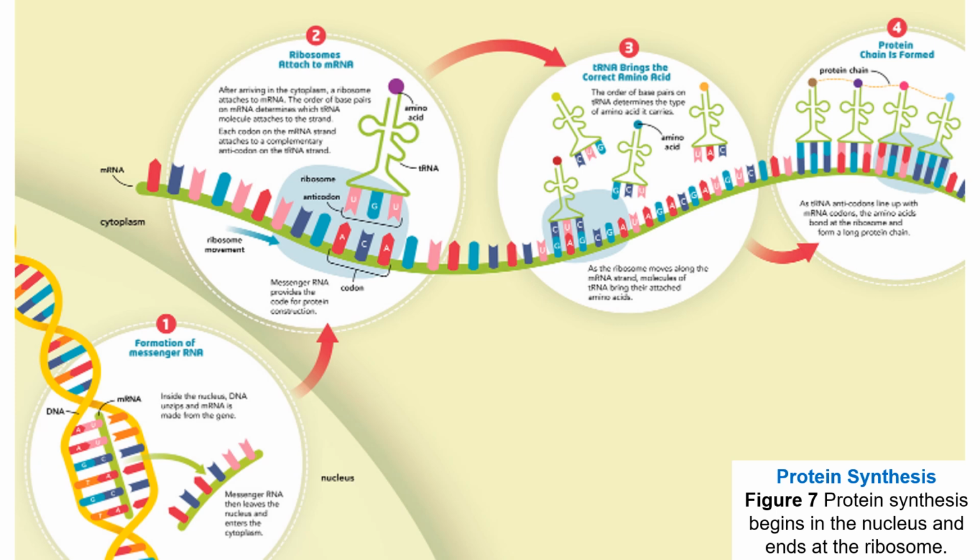So 4, a protein chain is formed. As tRNA anticodons line up with mRNA codons, the amino acids bond on the ribosome and form a long protein chain.